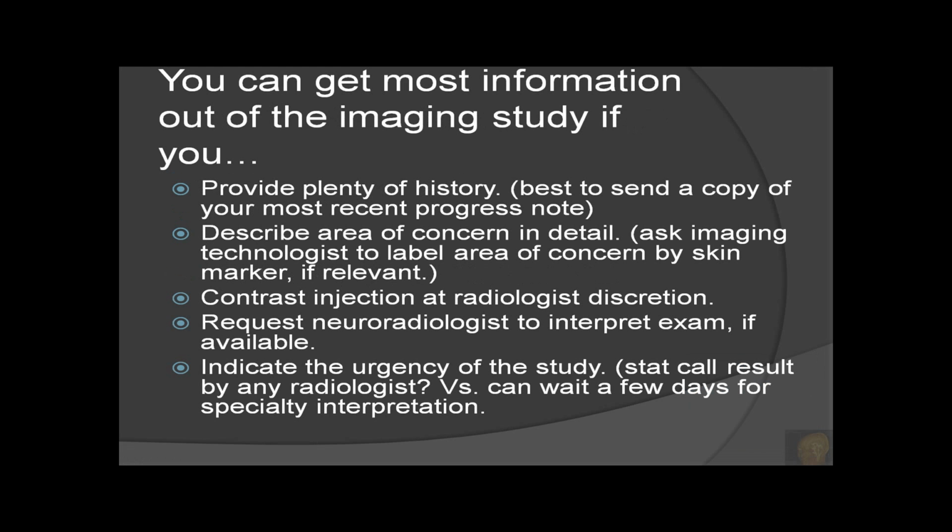You can also get more information out of your imaging study if you provide plenty of history. It's best to send a copy of your most recent progress note because that way we know what you're thinking and you don't have to write much about it. Also, you want to describe the area of concern in detail. Say the lateral part of the orbit on the left side, and then we'll be more interested in that area, and we'll try to answer your question in the report.